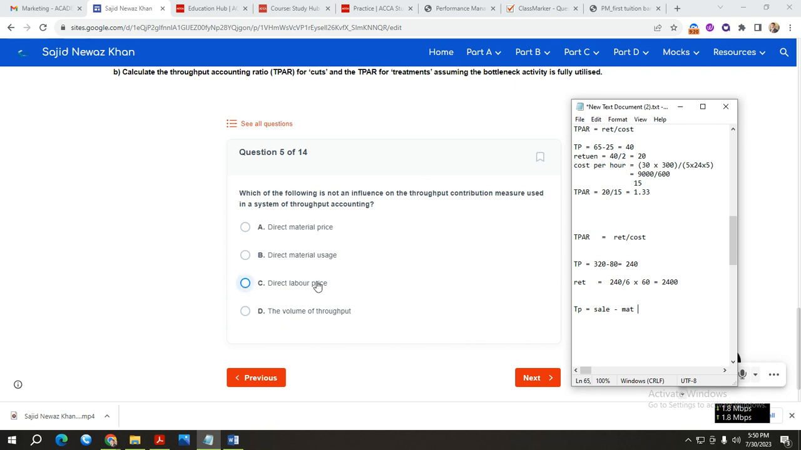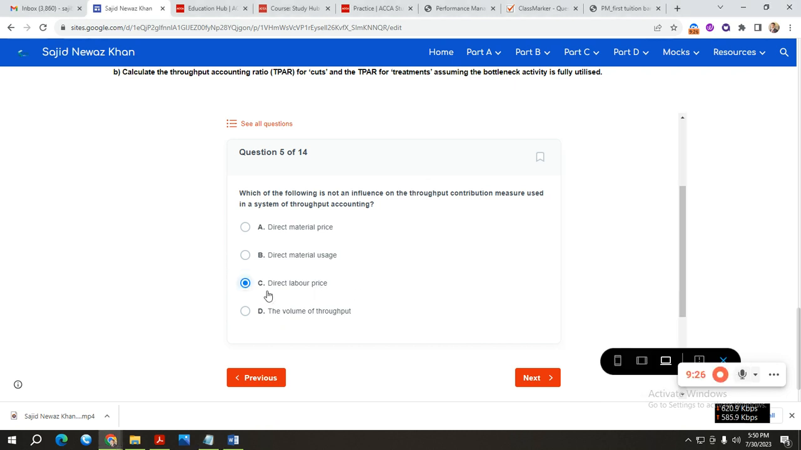Direct labor: now remember, when we're calculating only throughput, labor has no role in it, so direct labor should be the one. And volume of throughput basically means how much we are making per hour. This definitely affects our throughput. So the answer over here is direct labor price does not affect. So this is not an influence on the throughput contribution ratio.